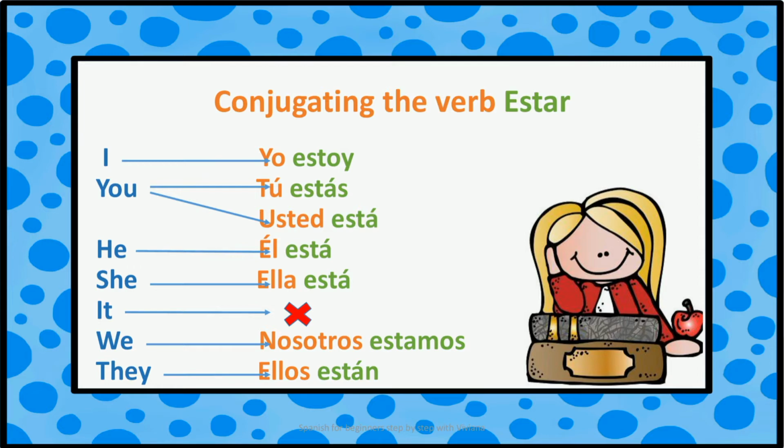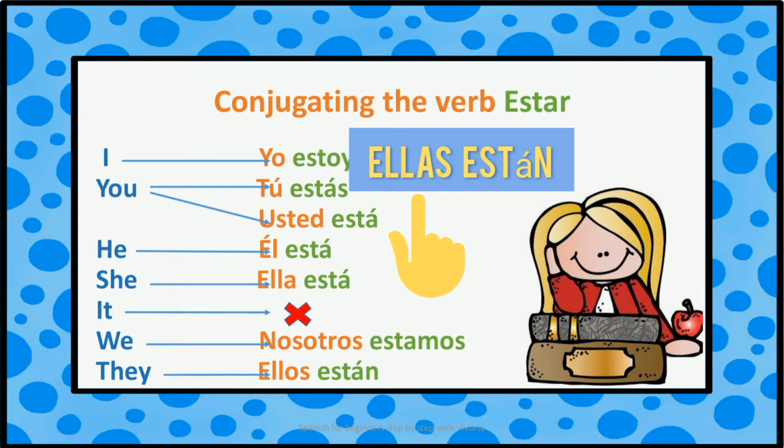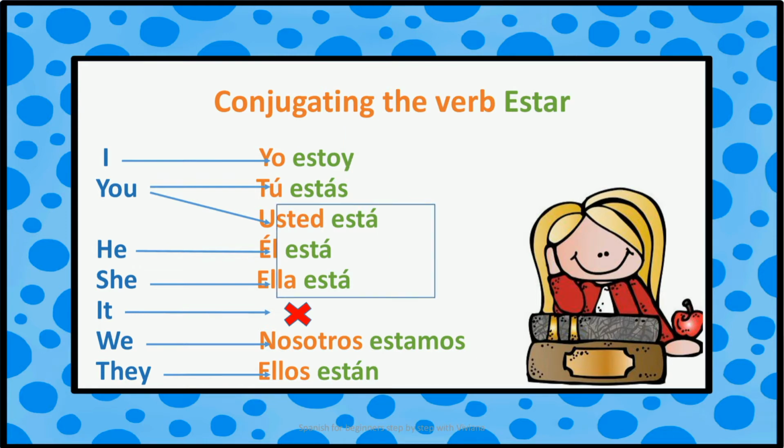For the pronoun they, we also need to think about the gender because if we are talking about a group made up of men or men and women, we need to use ellos. Ellos están. They are. But if you are talking about a group made up only of women, you need to use ellas. Ellas están. They are. The only pronouns that have equal conjugation form are you, formal form, usted está, he, él está, and she, ella está.